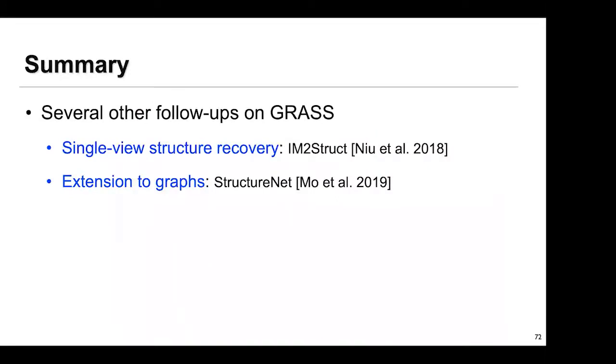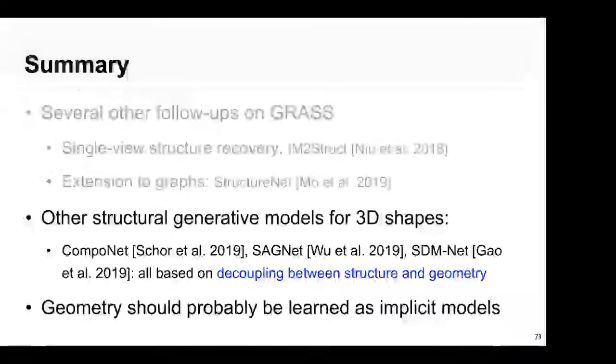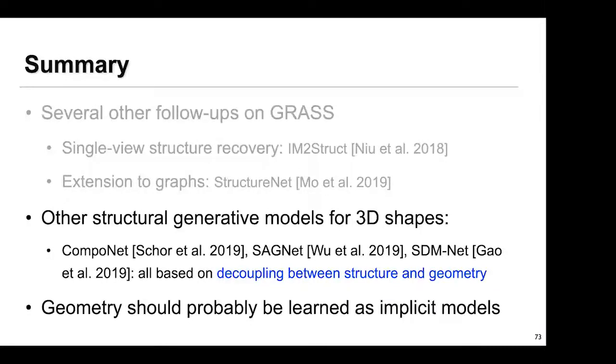Okay, so to summarize this part, which is the learning structures, there have been other follow-ups since GRASS, which was from 2017. One line of work tries to do single view structure recovery, from CVPR 2018. There's also an extension to hierarchical graphs, not just trees, by StructureNet. And there have been other structural generative models for 3D shapes.